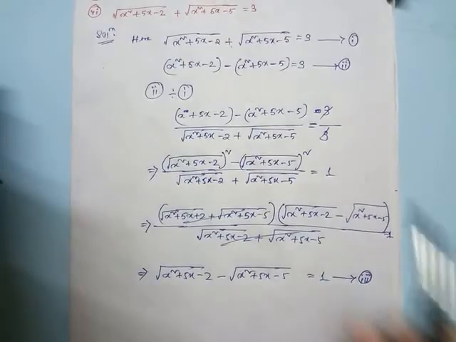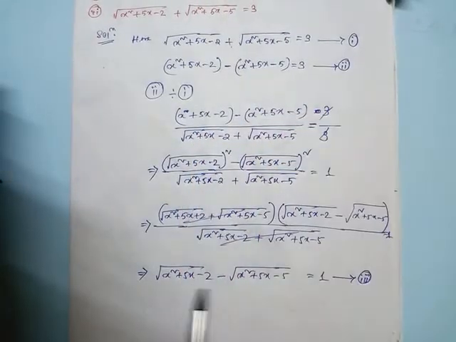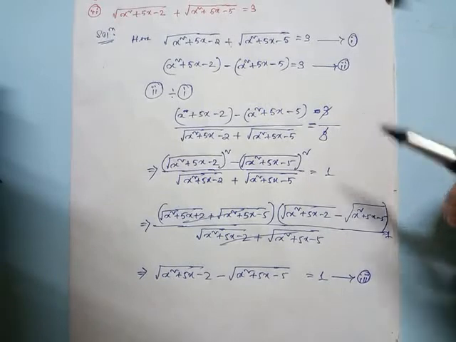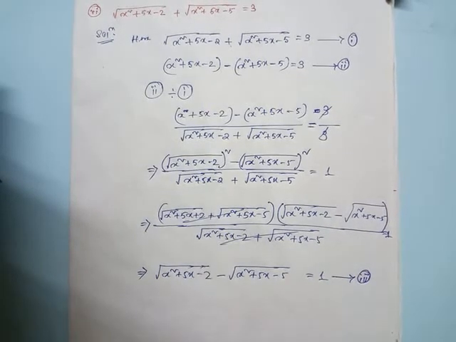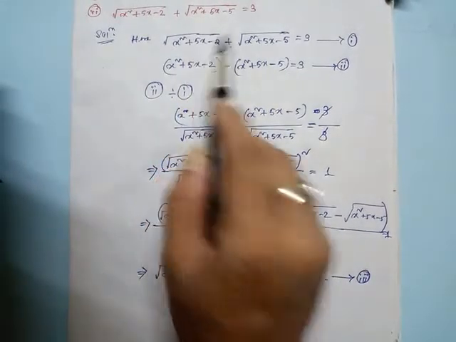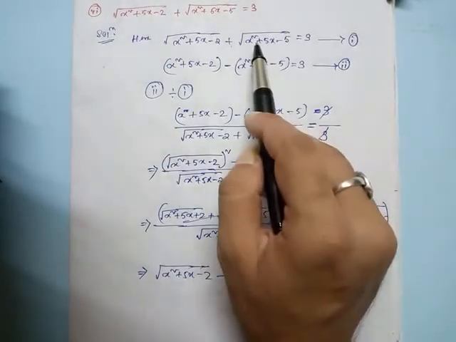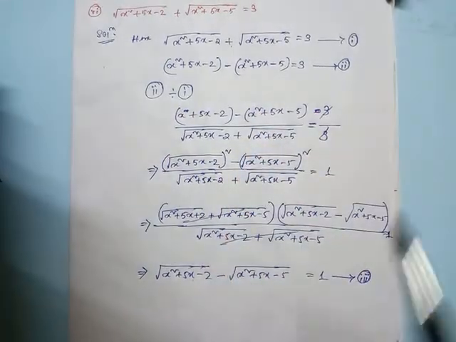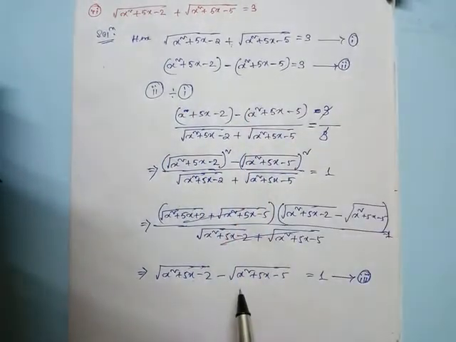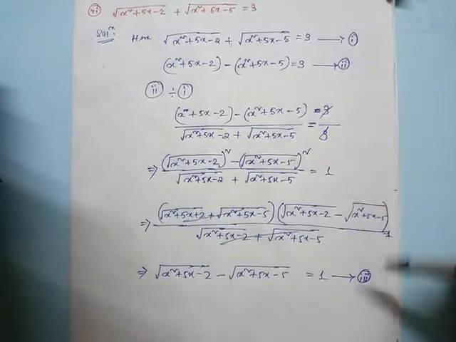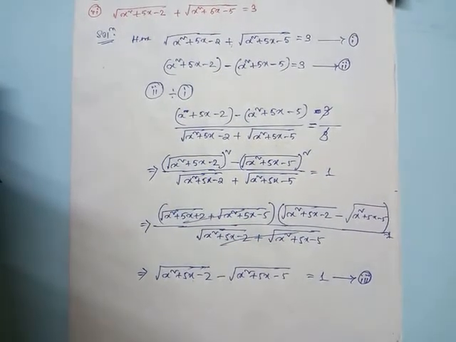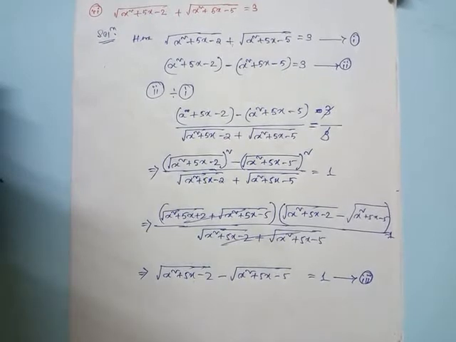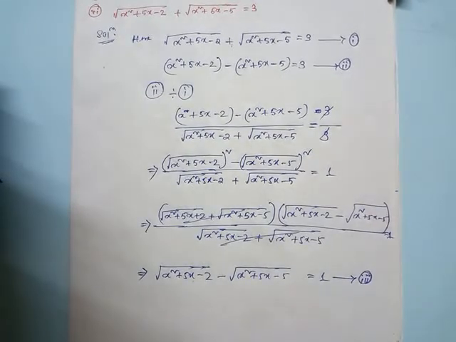Now student, look, equation number 1 and equation number 3, I think there are some similarities. First one, x square plus 5x minus 2, here also the same, and here x square plus 5x minus 5, here also the same, but the difference is that there is plus and there is minus. Now if we add 1 and 3, we'll get the answer, I guess. Now let's have a look how to solve this. Add 1 and 3.